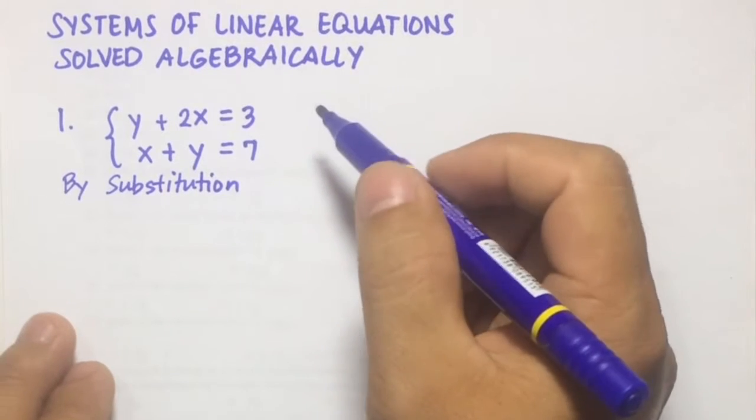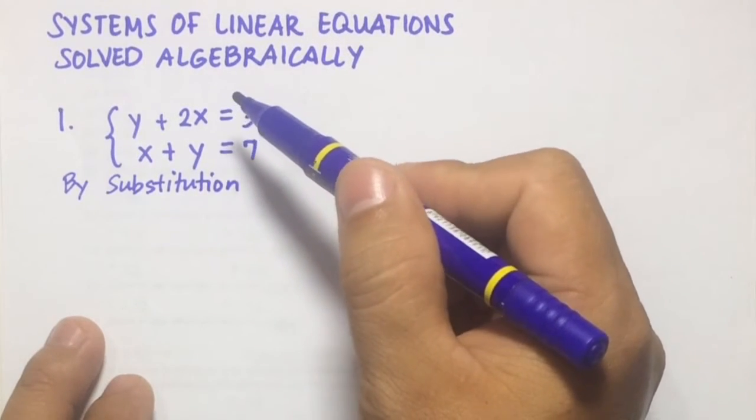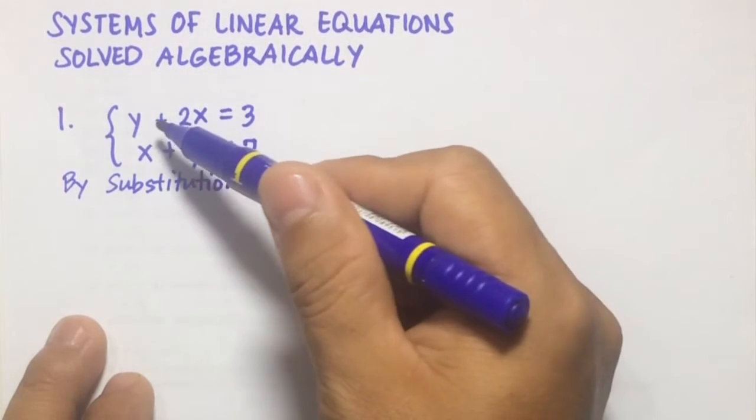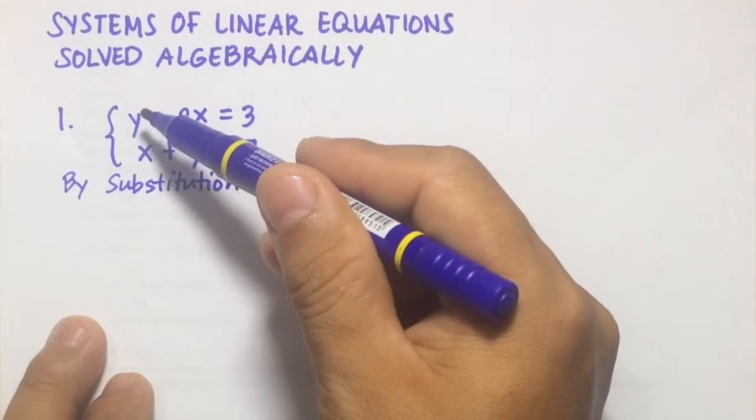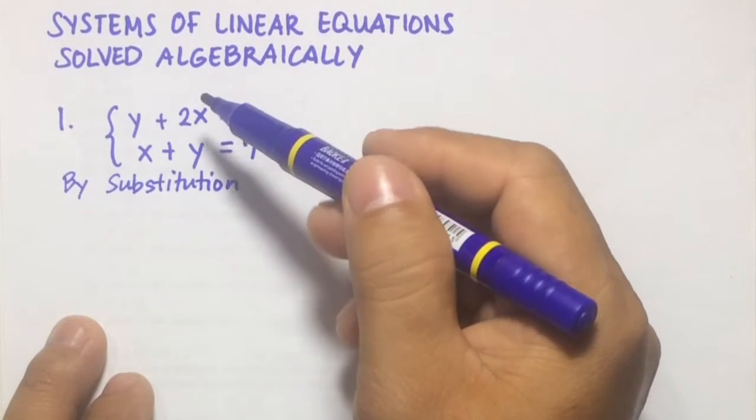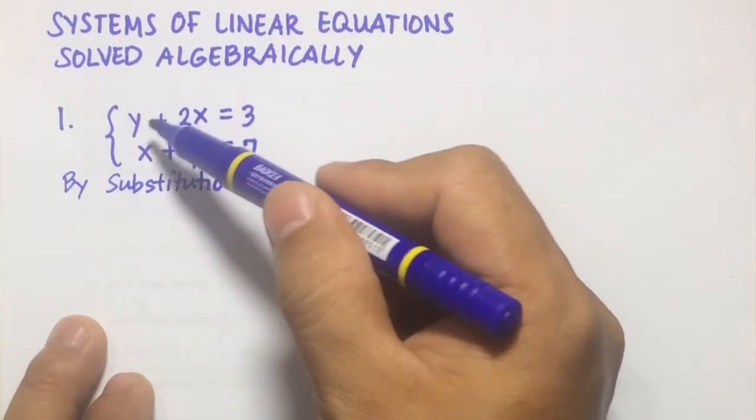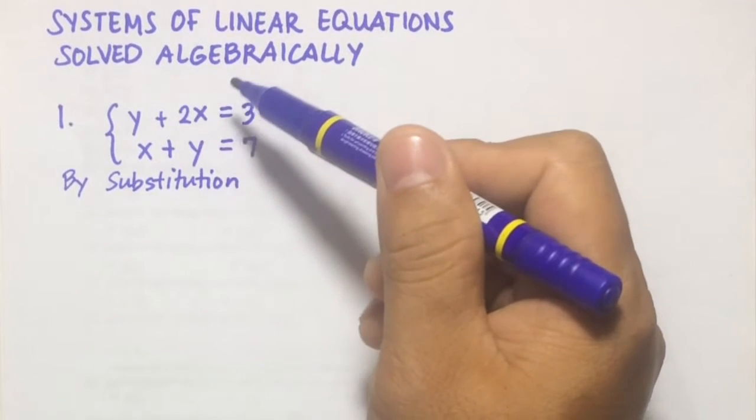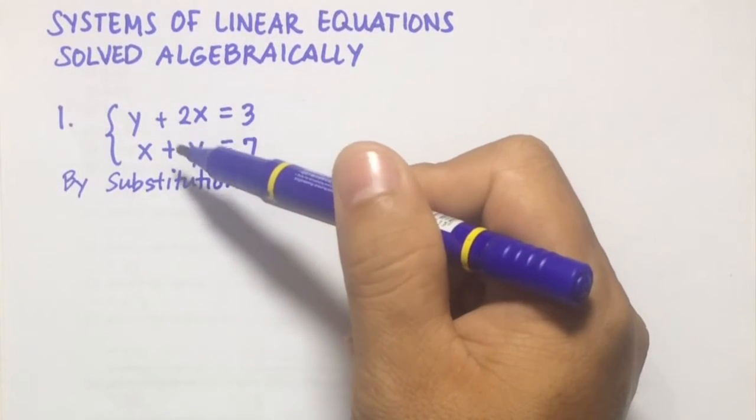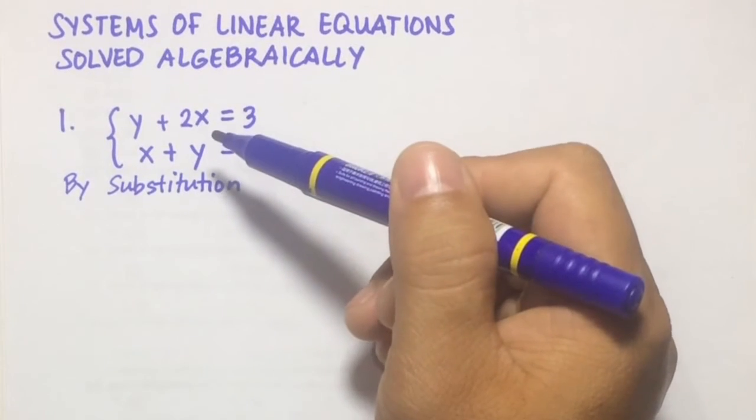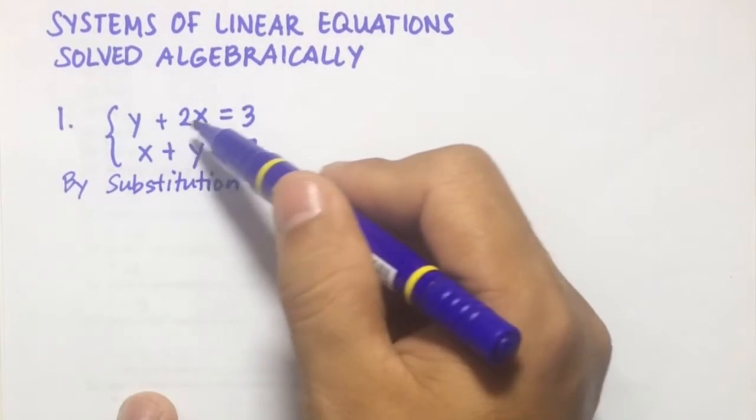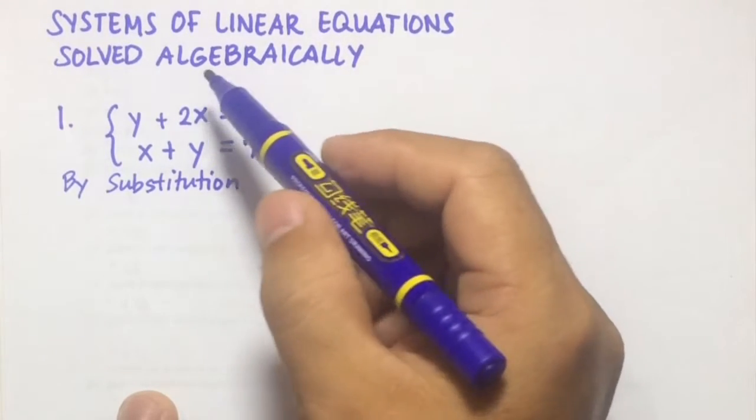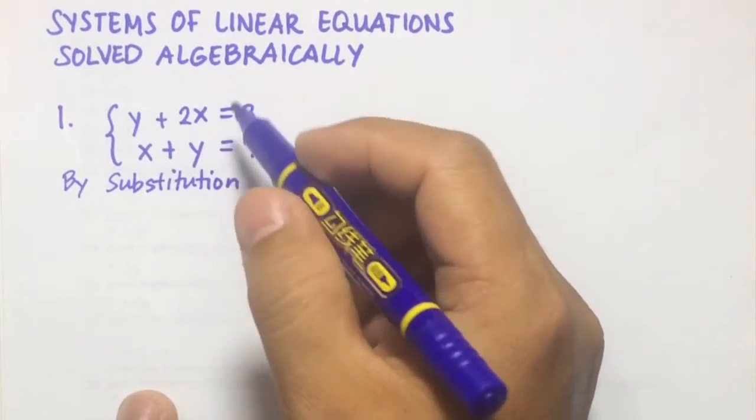So by substitution, what we're going to do is express an equation using any of the two variables, using y or x. Then after expressing that equation in terms of a variable, we're going to substitute that value into the other equation. So in this example, we can use equation 1, y plus 2x equals 3, and express this one in terms of y.